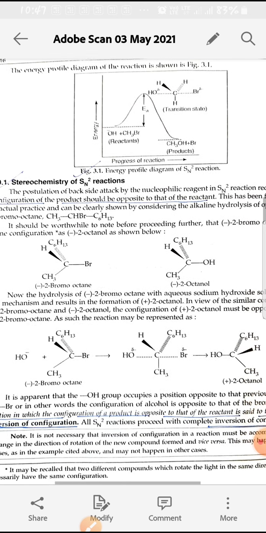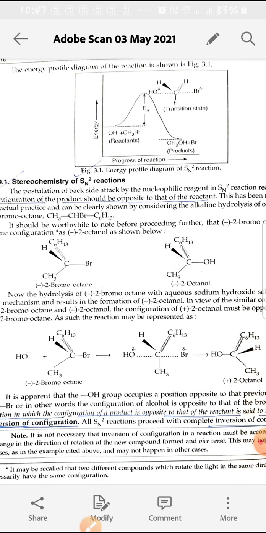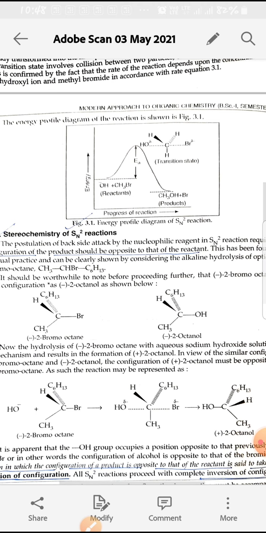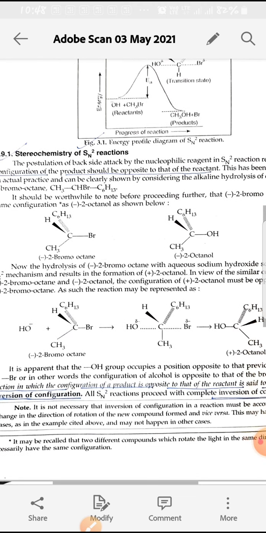As we know that SN2 is a single step, the plot has a single hump. OH negative plus CH3Br are the reactants, and there will be an increase in energy to the transition state, with partial bond formation and partial bond breaking at carbon. The activation energy is the difference between the energy of the transition state and the reactants, and finally there will be product formation. So this is the energy profile diagram for the SN2 reaction.